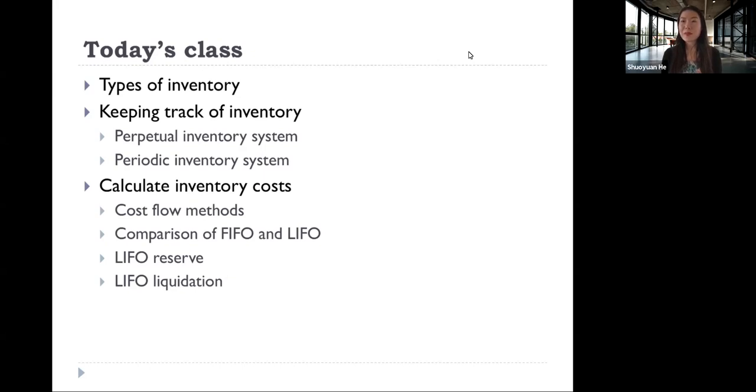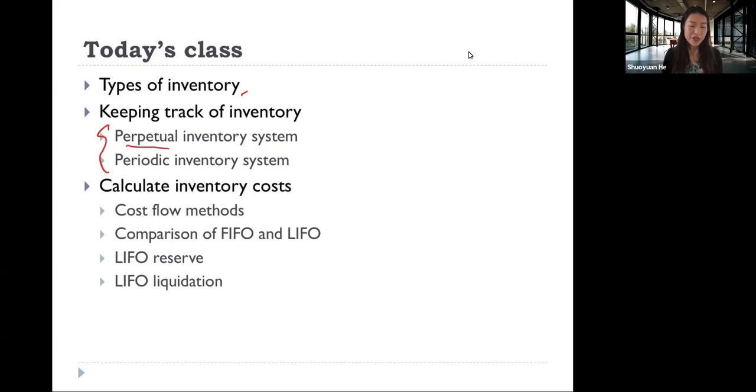So we just had a brief introduction of the inventory account. And in today's class, we're going to talk about, first of all, what is inventory and what are the types of inventory. And then we're going to keep track of the inventory system. To keep track of inventory, we have two inventory systems.